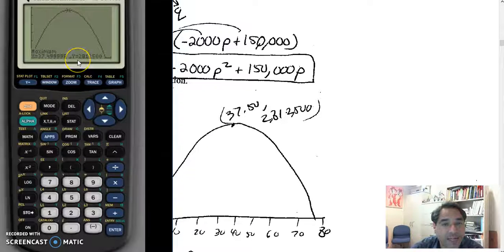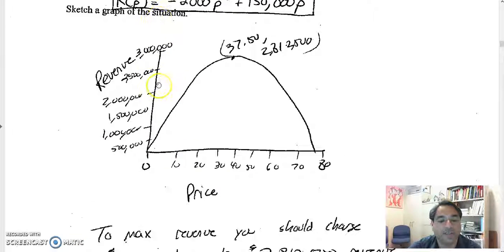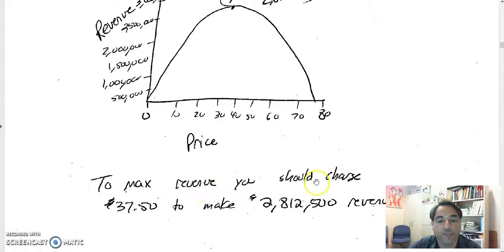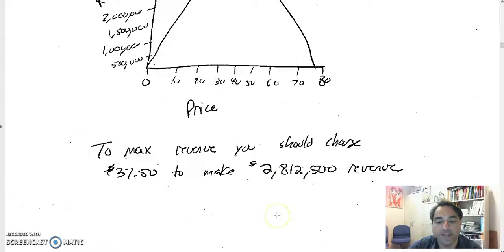Now we can always do this by hand using quadratic formula. You find your x, plug into the original, and do y. So you always have the backup, but I want us to learn all of it. Now, what does this mean? Again, it's not just getting the answer. So to maximize revenue, you should charge $37.50 per book to make $2,812,500 in revenue.